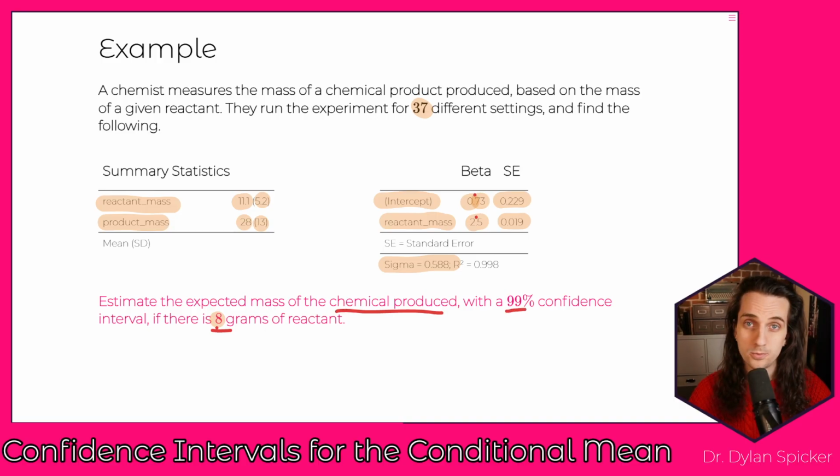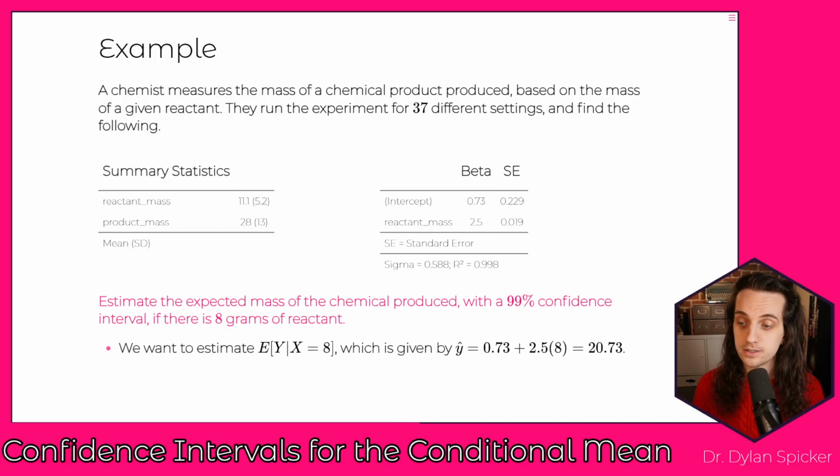And then when we want to get our 99% confidence interval, well, 99% is going to correspond to an alpha of 0.01, right? We have sample size of 37. We have x bar is 11.1. We have the standard deviation is 5.2, and we have the square root of our MSE is 0.588. And so then we're going to plug everything into the formula that we have for our confidence interval and work through those calculations. So what does that actually look like?